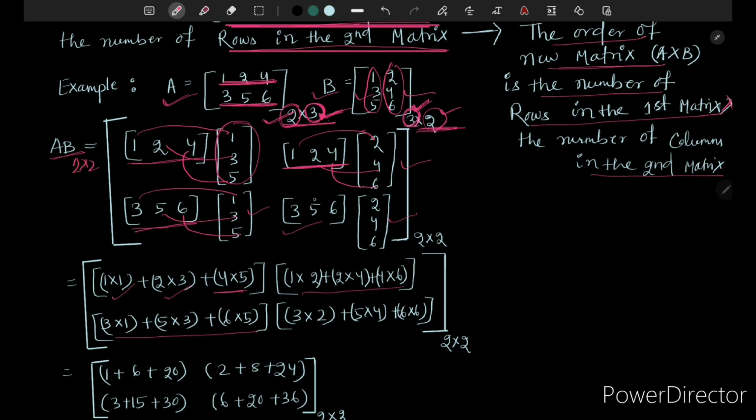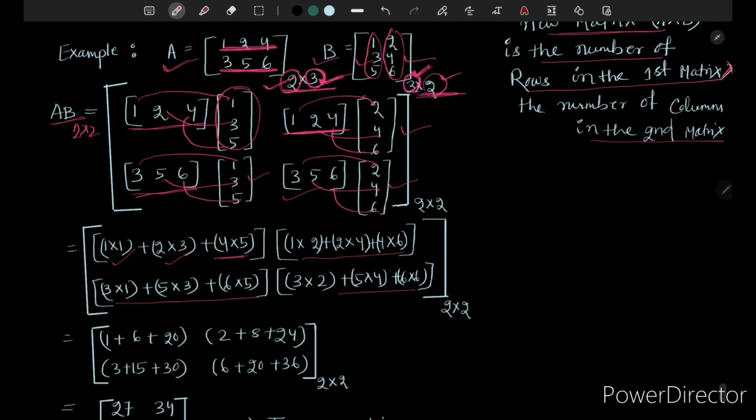And similarly 3 into 2, 5 into 4, and 6 into 6, that is, this is the result. Okay, then just multiply it. So 1 into 1 is 1, 2 into 3 is 6, 4 into 5 is 20. Okay, so again 1 into 2 is 2, 2 into 4 is 8, 4 into 6 is 24.